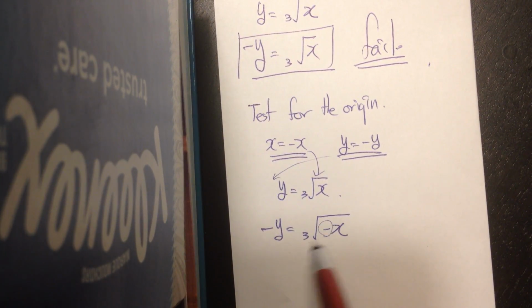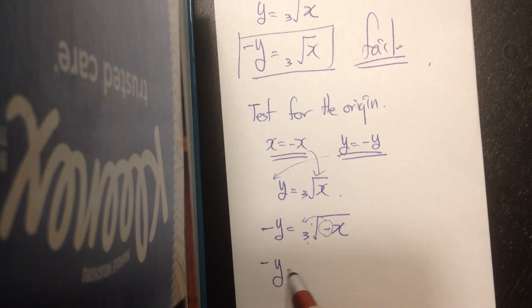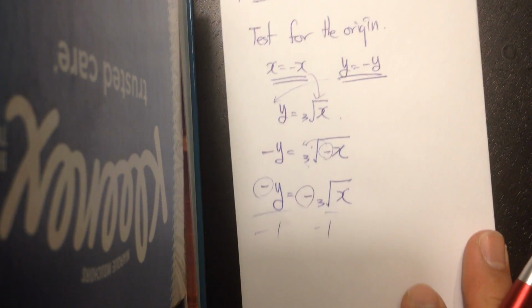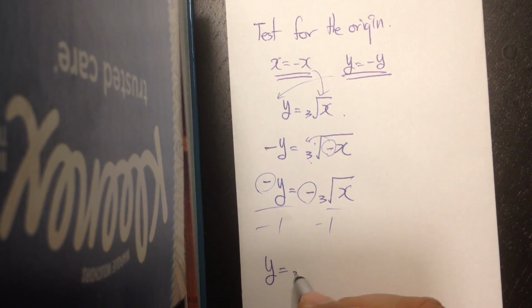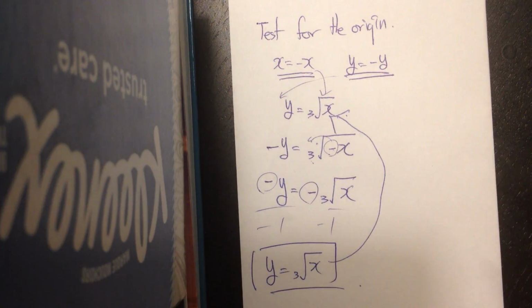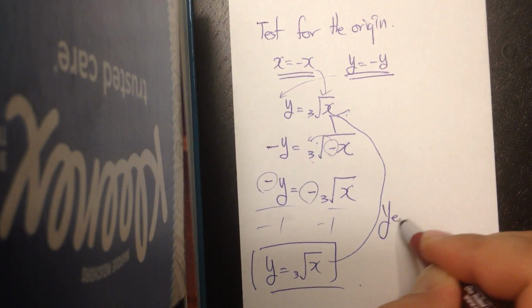Remember previously when we have odd index, we could pull out the negative out. And you know you could divide it by -1. So at the end we get y equals, oh, voila. Isn't that the same thing as the original? Yes, so it passed.